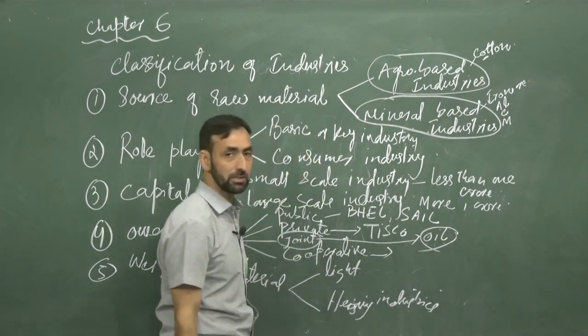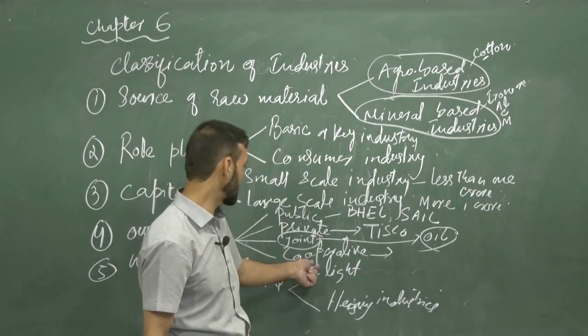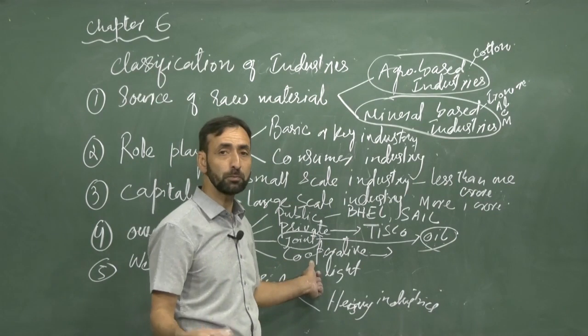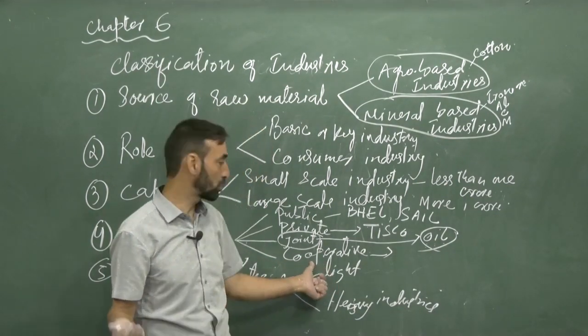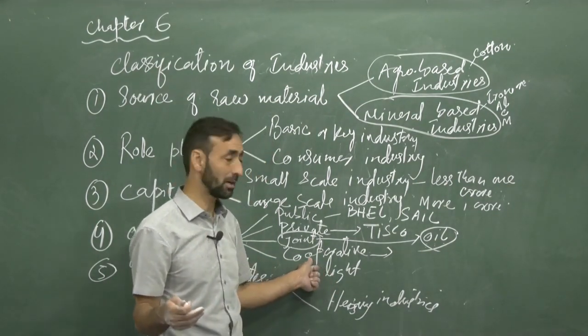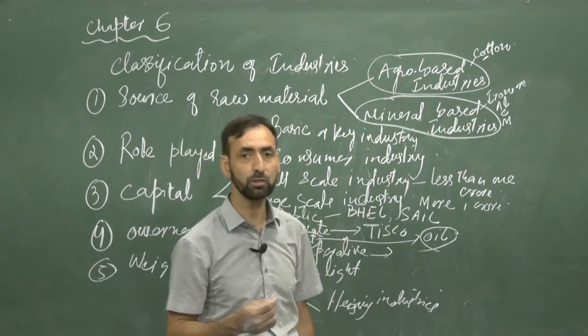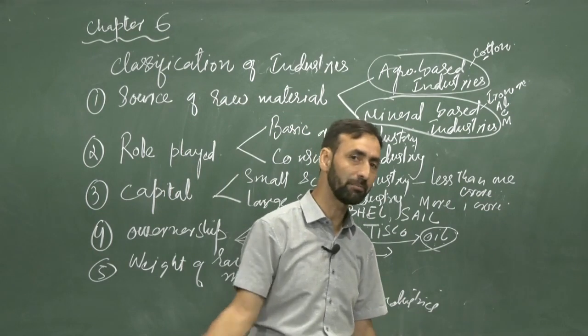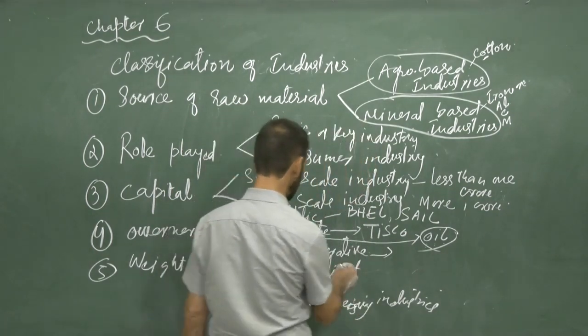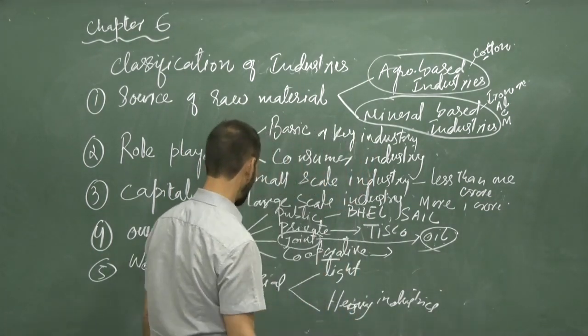Cooperative sector industries are those industries which are managed by the landowners. Those people who have their own land and grow the crop and establish their own industry. One example here is the sugarcane industry, and dairy farm are the two examples which are related to this cooperative sector industries.